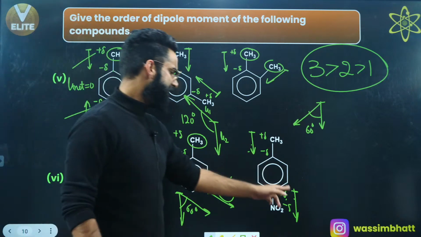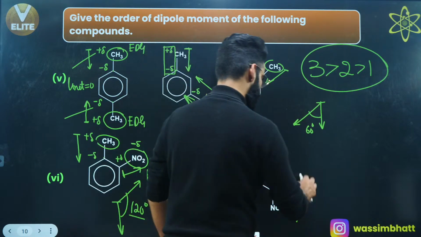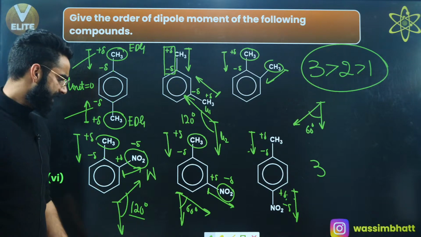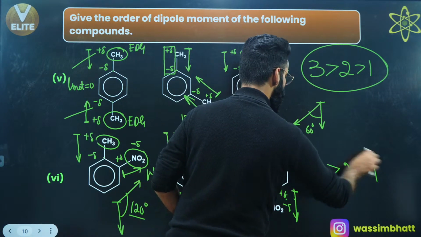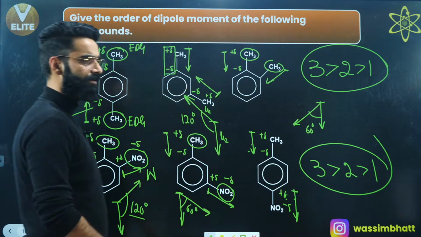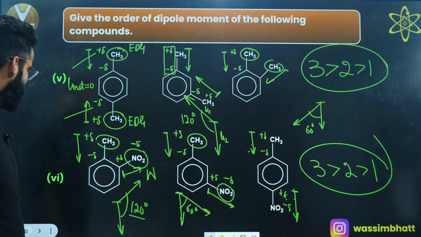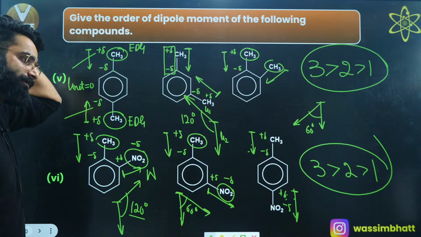So over here you can see the angle is least, so net dipole moment is maximum over here in this case. In the third one, the net dipole moment is maximum, right? Wherever the angle is less, the net dipole moment is more. So 3 to 1 is again going to be the order. I'm sure it's clear to everyone. Right, people?